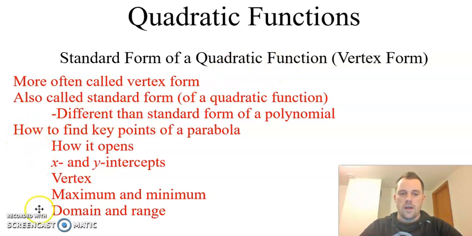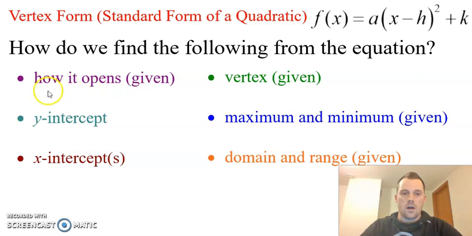So we're going to look at how we can find these key points from vertex form. How it opens is given. X and y intercepts will be a little lengthy in finding those. And then these other three are sort of given based on what we see from our equation.